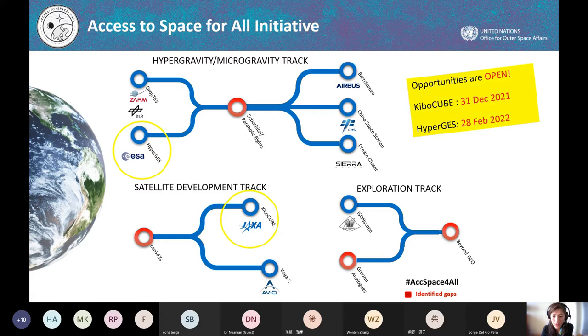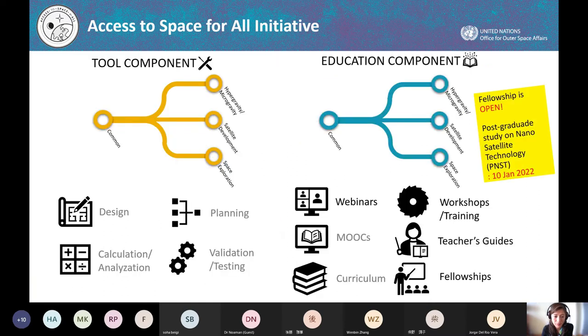And last but not least, you see the exploration track, which is a relatively new track that we opened this year, and it is set to cover aspects related to space exploration and beyond geostationary orbit. Currently, we only have one opportunity. It is the provision of telescopes in collaboration with the Keldysh Institute in Russia, and we hope to open more opportunities soon. So as I explained earlier, there are 2 components that will support the hands-on opportunities.